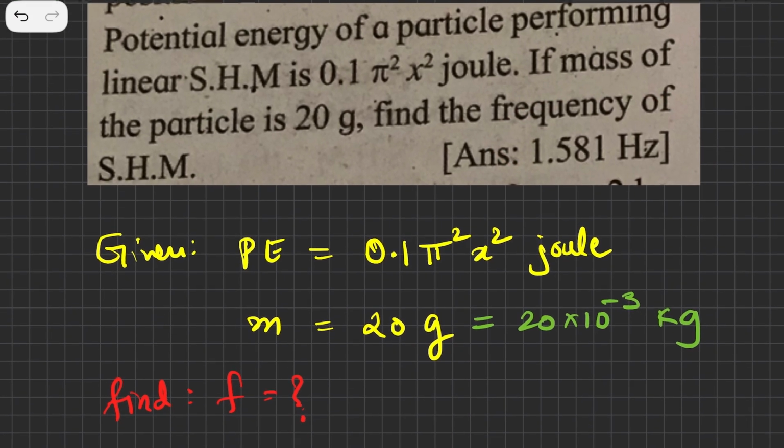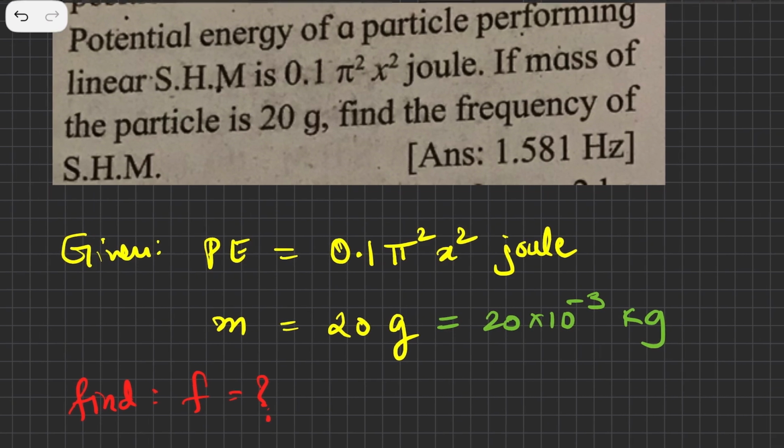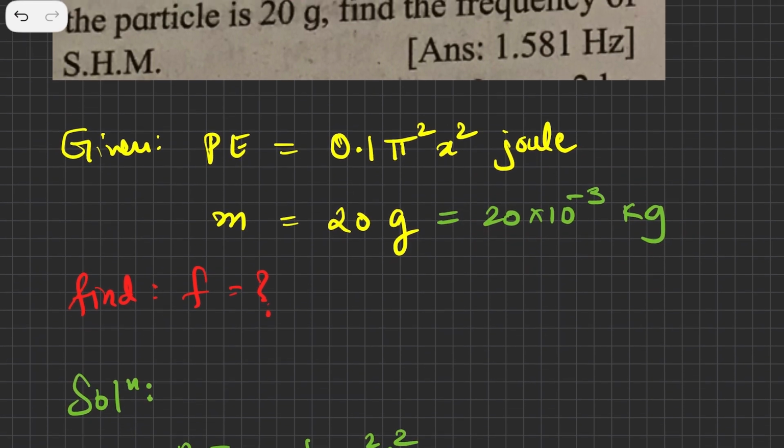So potential energy is basically given as 0.1 pi square x square in joules. So joule is basically an SI unit, so not a worry. Mass is given as 20 grams, so that has to be converted into kg. So 1 gram is 10 raised to minus 3 kg. So 20 grams would be 20 into 10 raised to minus 3 kgs. And we are supposed to find out the frequency of that oscillating body.